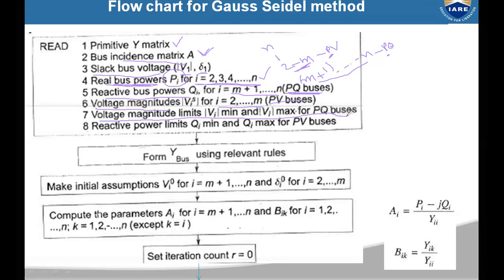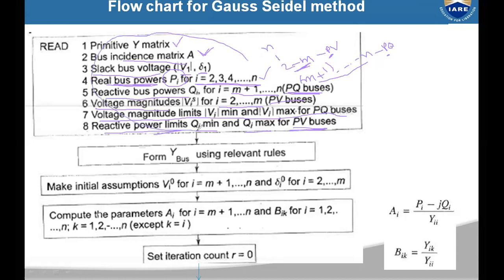So that magnitude of voltage should be within some limits. If they were given the limits, those limits also you have to read. Then reactive power limits: if it is a PV bus, along with the P and V, Q minimum and Q maximum also will be specified. So you have to read what is the minimum value and what is the maximum value. So this is the entire data that you read first.